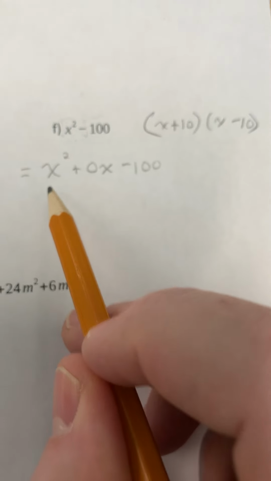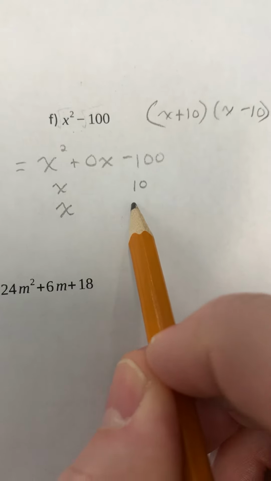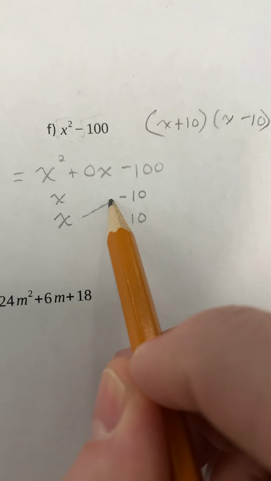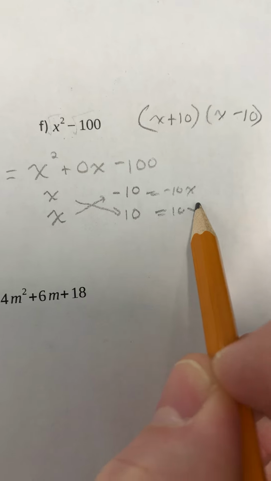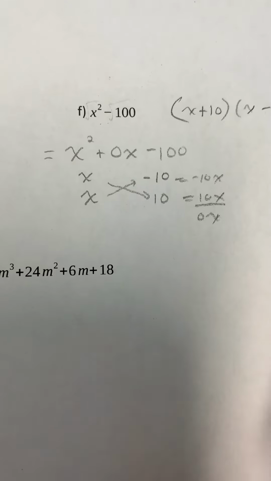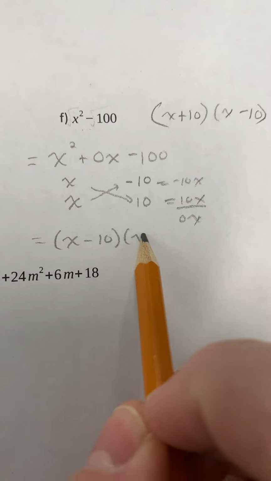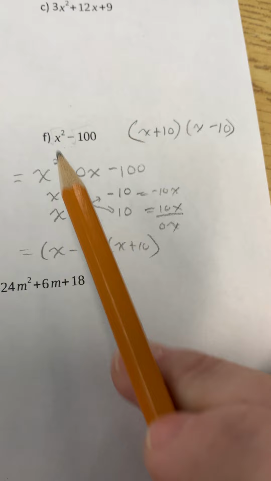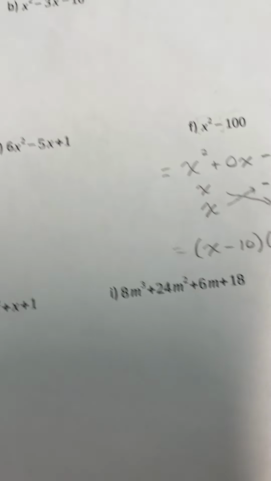So what I could do is break down the first term, x and x, break down 100, which is 10 and 10. But I have to get to a negative 100, so I'm going to make one of them negative. So I cross multiply, I get a negative 10x and a positive 10x, which gives me 0x. So the cross method still works for this one. You end up getting x minus 10 and x plus 10. I know this one's quicker. If you are comfortable with that one, that is fine. But just to keep everything consistent, I would use this one.